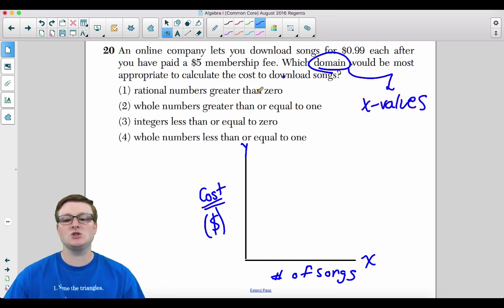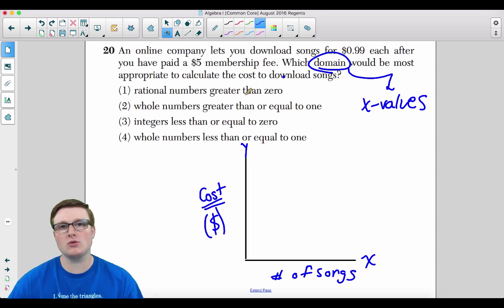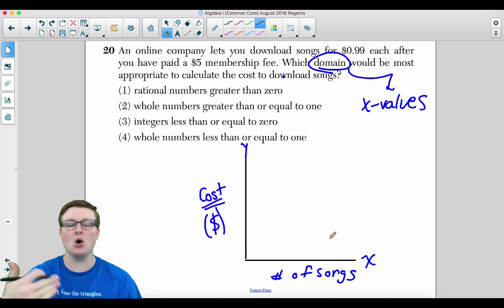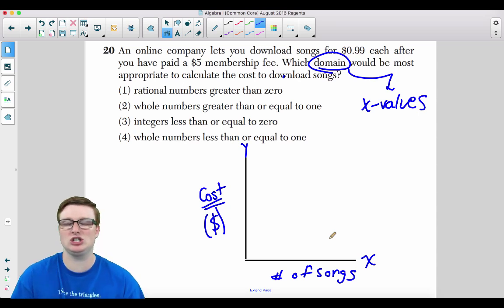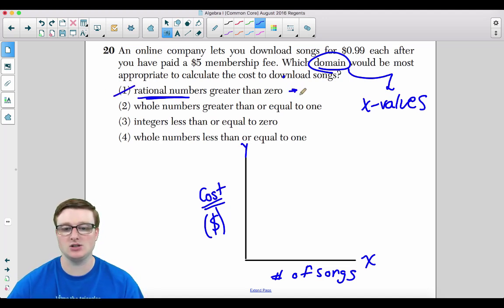So it says, which would be the most appropriate? Well, the number of songs, it's only positive whole numbers. Like 1, 2, 3, 4, 5. You can't download 3.5 of a song. You can't download 3 songs and then half a song. You just can't do it. Rational numbers greater than 0. Now, rational numbers could be decimals. That makes no sense. So no decimals.